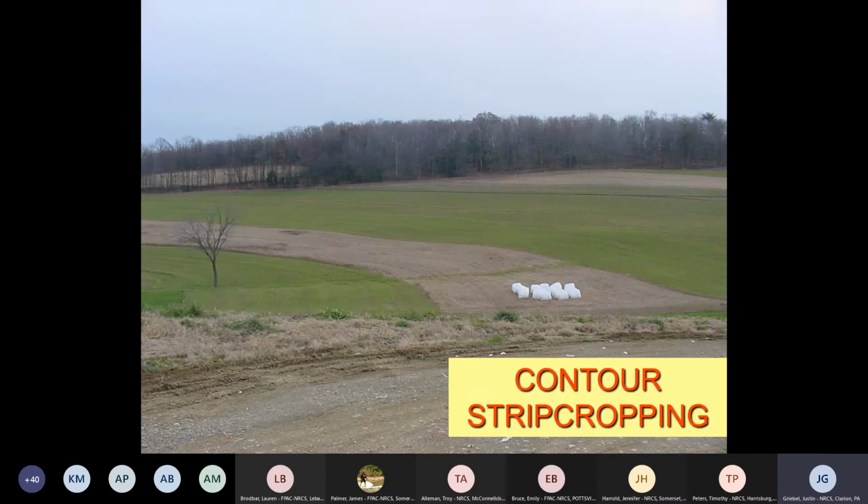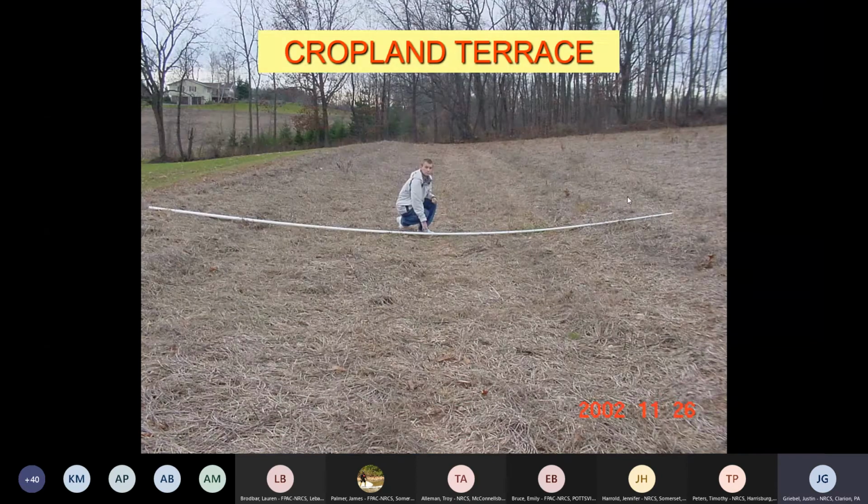Here's just some best management practices we're going to look at. We looked at or talked about some contour strip cropping. Here's some good pictures of some contour strips on the field. Those strips are being placed or being grown on the contour.